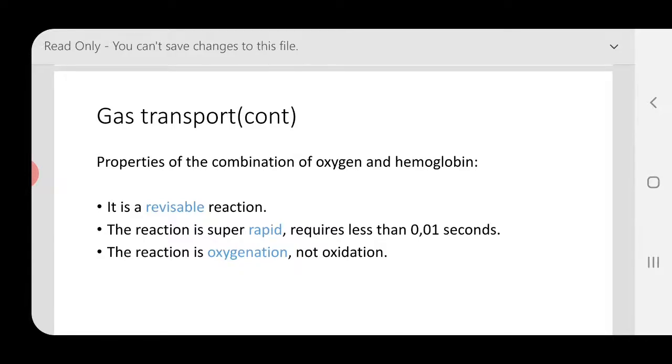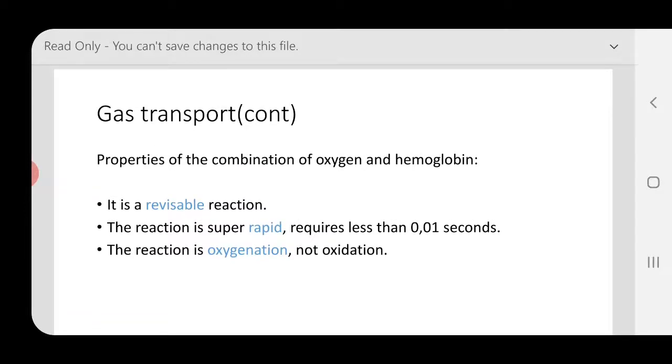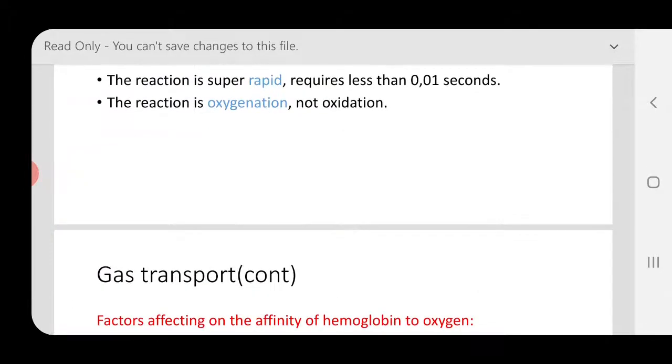So, the properties of the combination of oxygen and hemoglobin, which is oxyhemoglobin, the common form. It is a reversible reaction, as we mentioned before. The reaction is super rapid, requiring less than 0.01 second, so it is just a tiny period of a second. It occurs even before the oxygen reaches its equilibrium. The reaction is oxygenation, not oxidation.